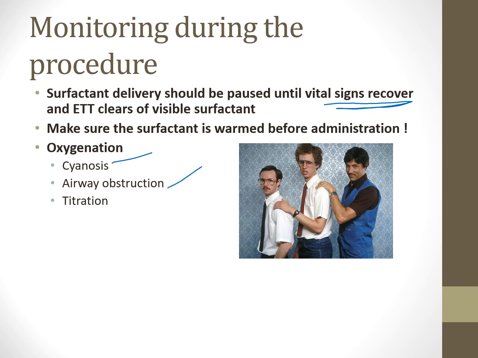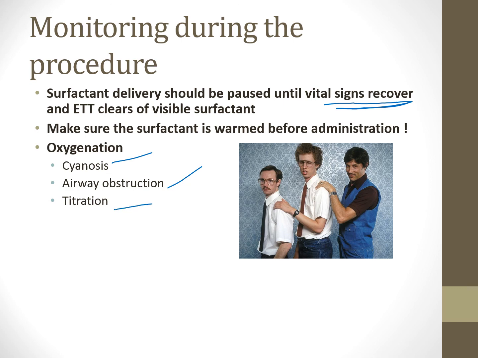Airway obstruction, I talked about that before. A mucus plug could come up, and it has to me. Right, so make sure you're monitoring that. If the ET tube becomes clogged with a mucus plug, that's a bad thing, right? Take care of that clog. You can always redose the surfactant later. Take care of that clog, take care of that mucus plug, then you can redo the procedure or continue on with the procedure depending on what happened. Titration, we'll talk about this in a second here.